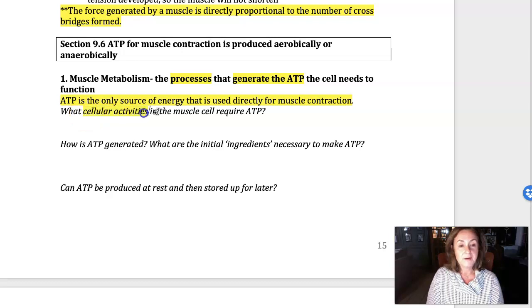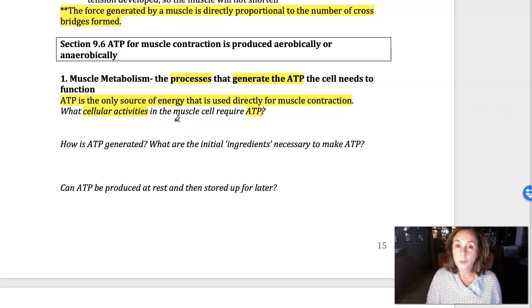So why do we need all of this ATP? I ask you the question, what cellular activities in the muscle require ATP? Some things that come to mind right away are, think of the sarcoplasmic reticulum. It's using active transport 24/7 to keep calcium within the cell.